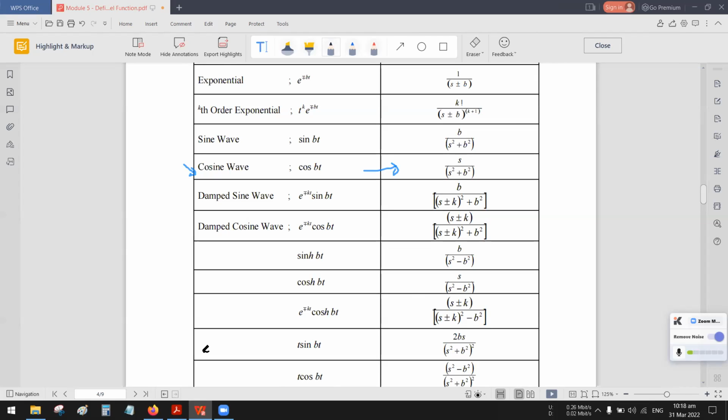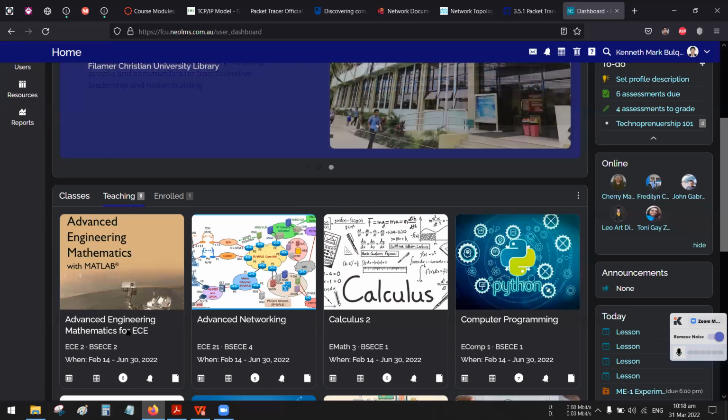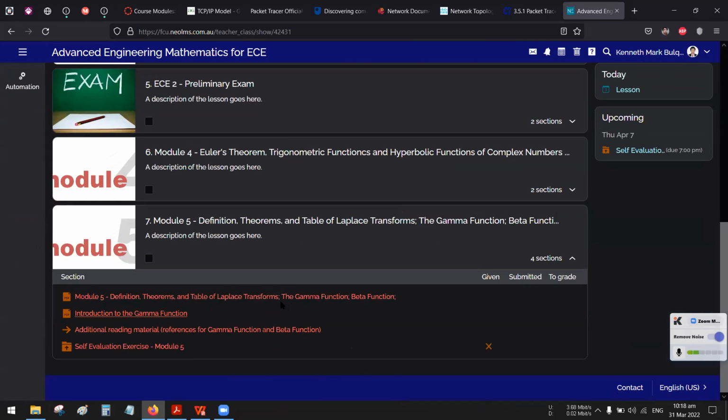I posted some additional notes. I think sana yung LMS. Let me just check. Ayan, so this is additional reading material. So this is for the gamma function and beta function, which will be discussed today. And ito yung sa introduction of gamma function. So, basahin nyo na lang mamaya.